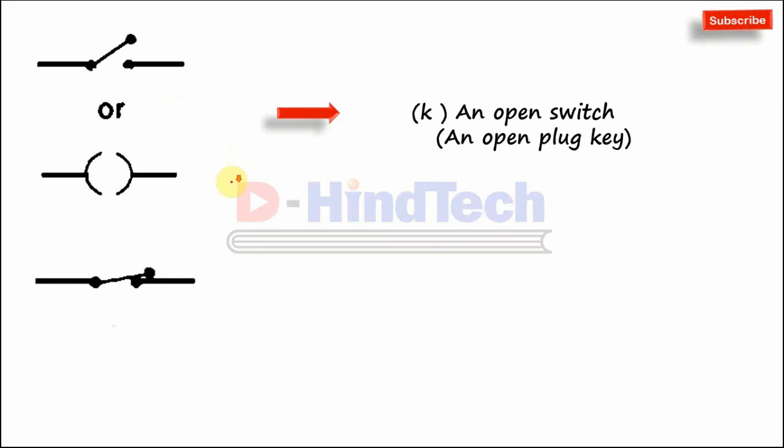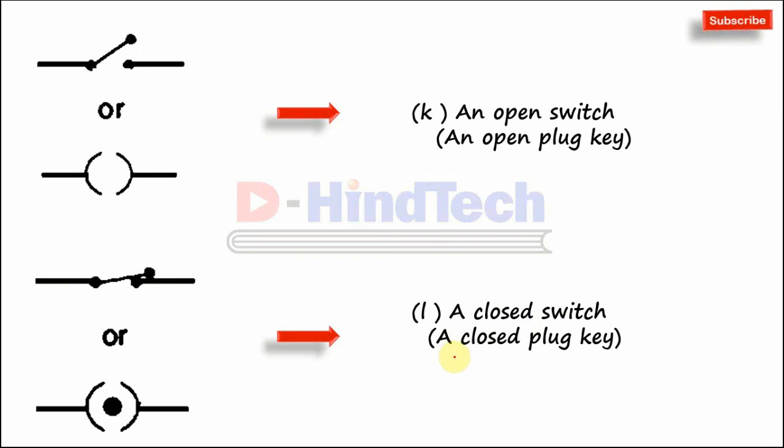Then a closed switch, or also we can say a closed plug key. The difference between these two switches is that in the open switch, as the word defines itself, there is a gap between these two points. So therefore this is an open switch, and also here the inside portion is blank, means there is no dot like this. So we can simply remember these two symbols for the open switch.